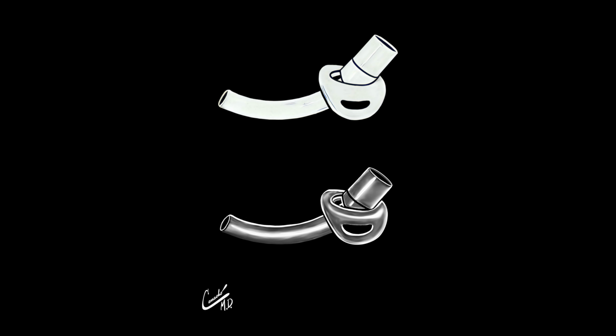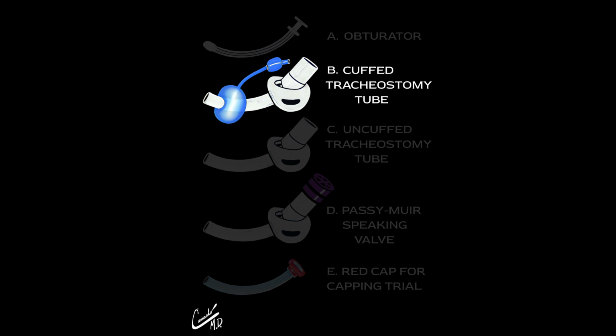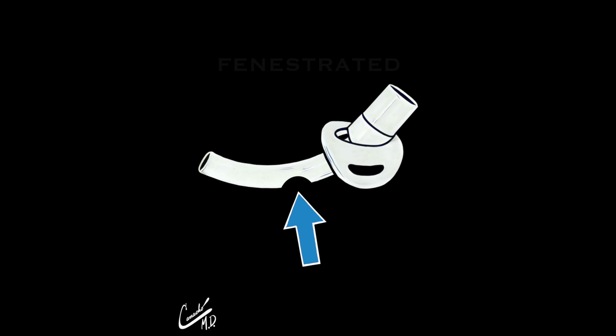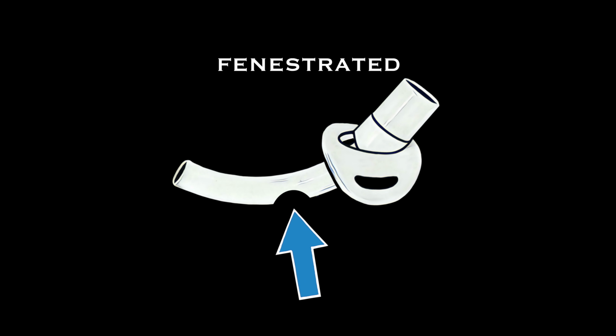Most tracheostomy tubes are plastic and some are metal. In general, there are three major categories to include cuffed tracheostomy tubes, which have balloons at the end to allow for the patient to be connected to a breathing machine, uncuffed tracheostomy tubes, and fenestrated tracheostomy tubes, which are tubes that have holes on the sides or the top.